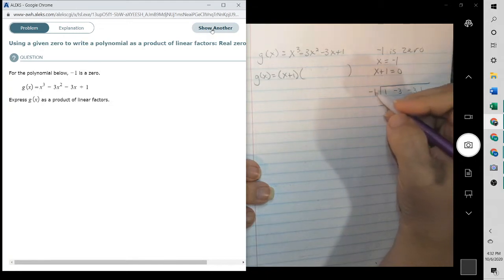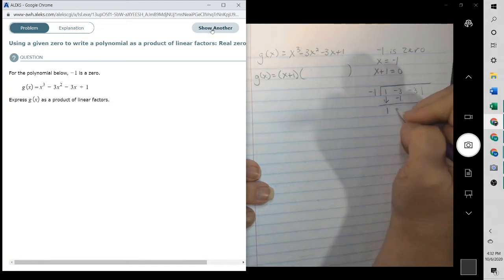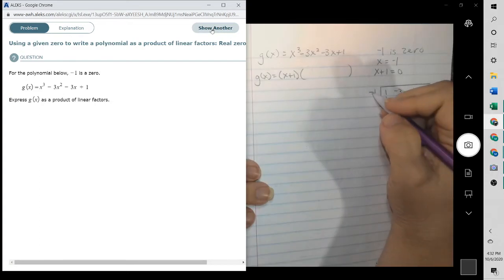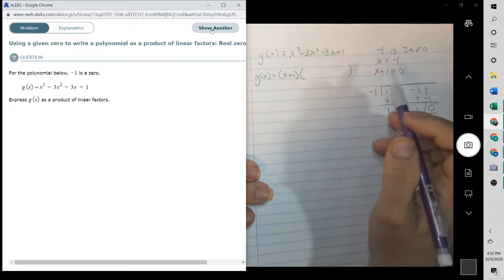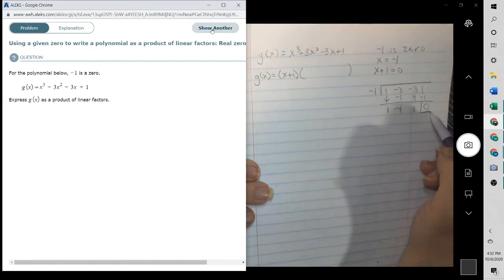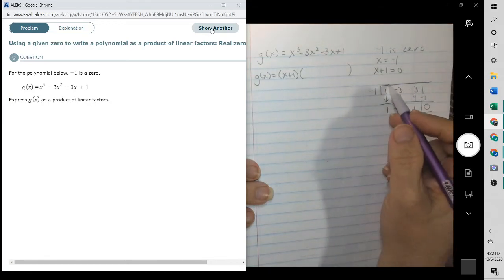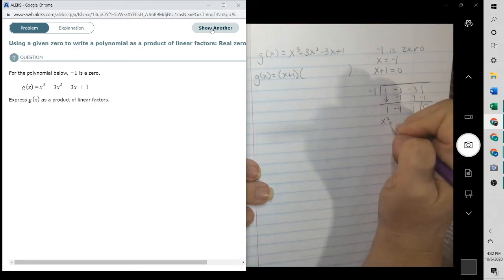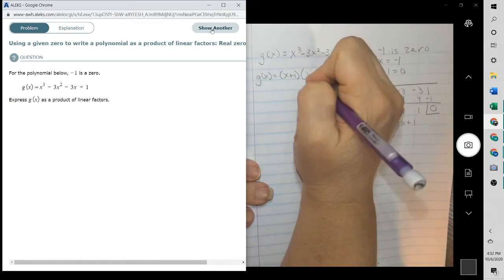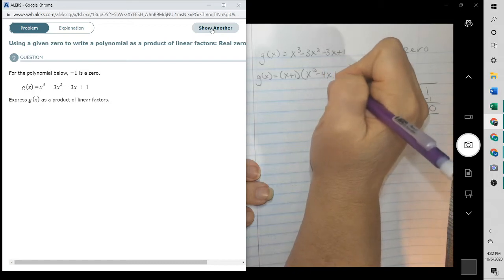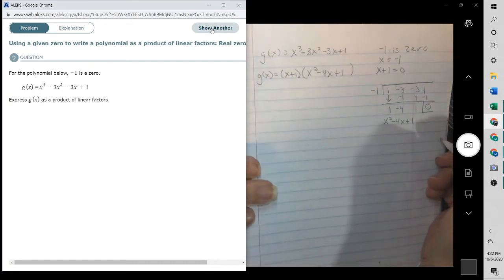Bringing down our number, negative 1 times 1 is a negative 1, which gives us negative 4. Negative times negative is a positive 4. When adding down, we get 1. And negative 1 times 1 is a negative 1. Now, each time when you do this, because this is a 0, you need to get 0 here. If you're not getting 0 here, you did something wrong. This was cubed, so this is x squared minus 4x plus 1. Again, it's not factorable. So we have to use the quadratic formula.